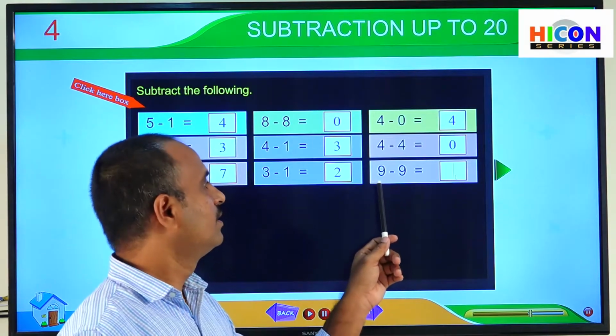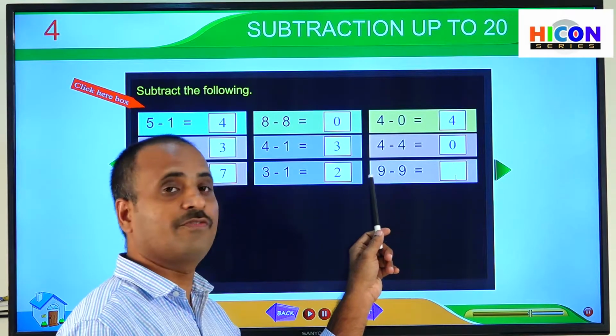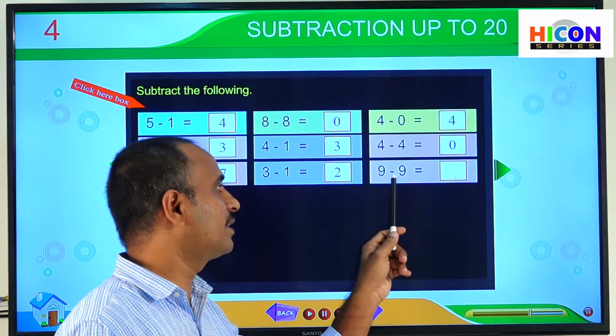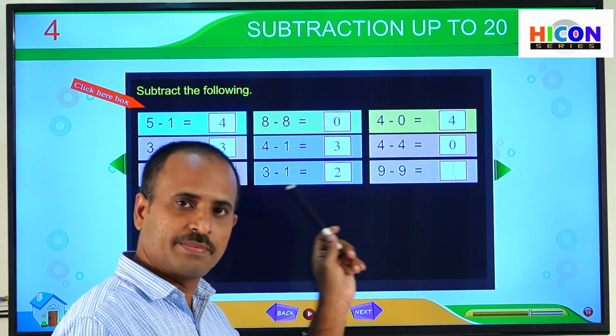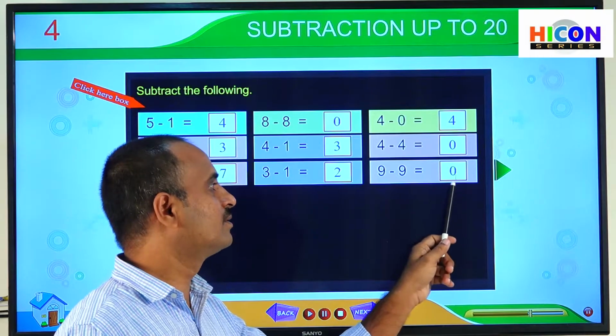Next, the next one, 9 minus 9. Here also the number is subtracted from itself. So 9 is subtracted from 9. According to the subtraction fact, the answer is 0. So write 0 here also.